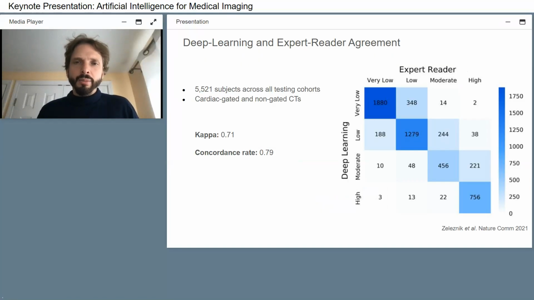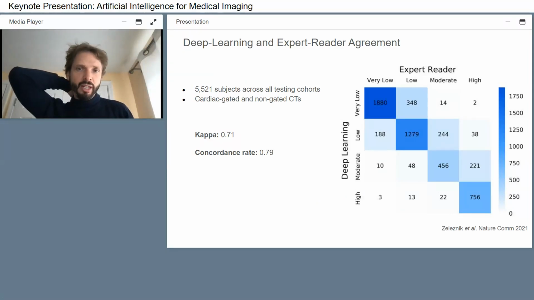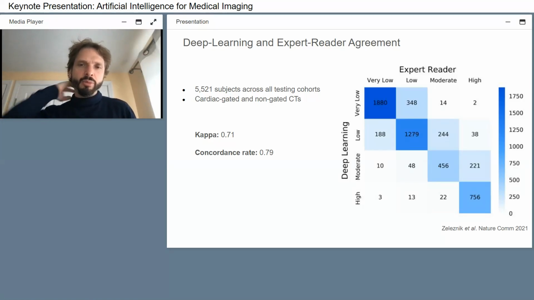And I think the first step that you do is you look at inter-reader agreement. So how does the AI agree with the expert readers? Over 5,500 individuals for whom we had both data types available, we found a very high concordance, and a similar concordance between 2 readers, right? So the AI algorithm did it as well as a human did in this case.